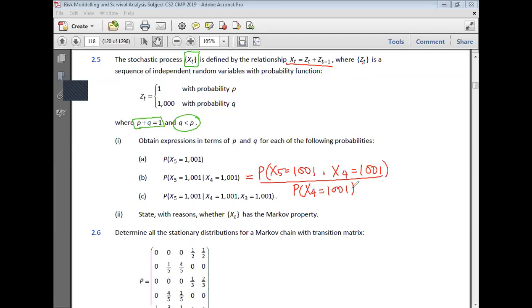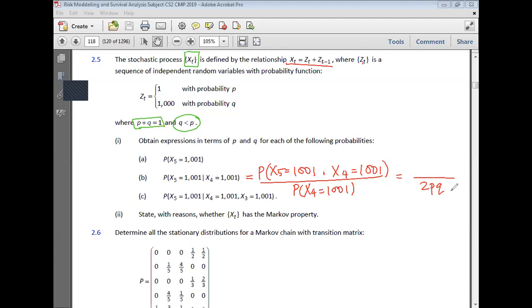Okay. So now what else do we know? So x4 equals 1001. The denominator can be written as 2pq, right? Yeah, so this is precisely going to be the same as the previous case. So yeah, the denominator is 2pq. But what about the numerator?